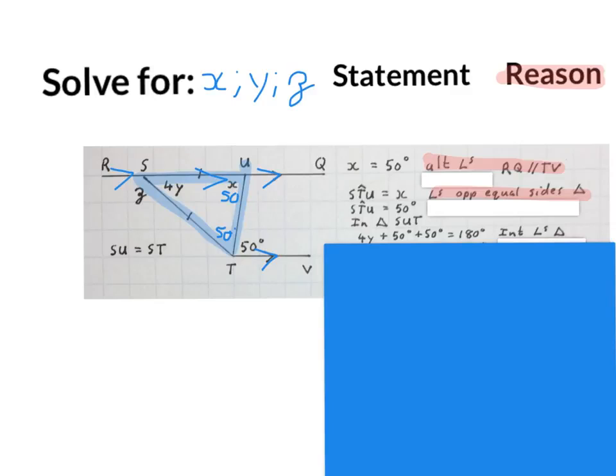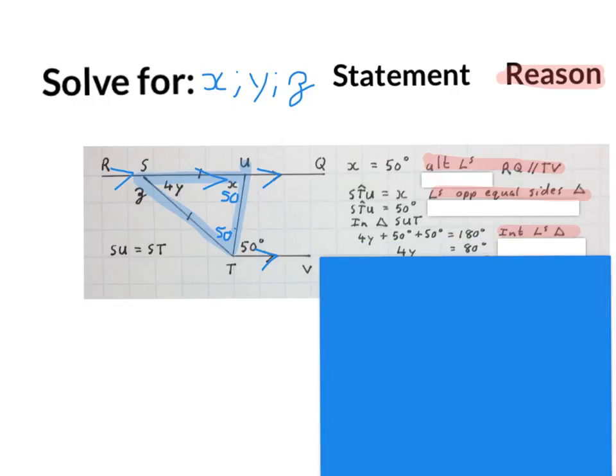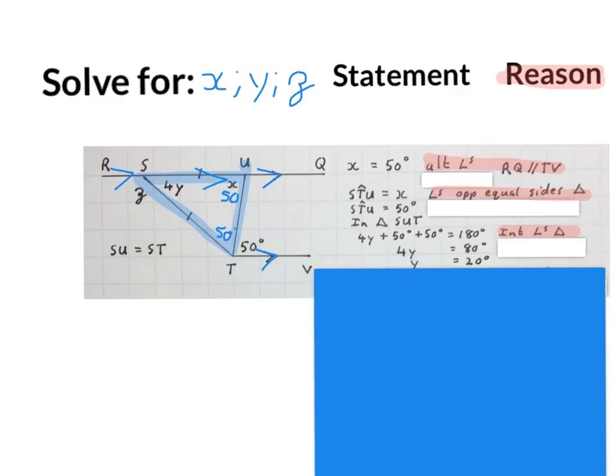Next you may write in triangle SUT, the blue triangle there, 4y plus the 50 plus the other 50 equals 180, interior angles of a triangle. Then if you minus the two 50s on both sides, you'll get 4y equals 80 degrees. Then y equals 20 degrees because you divide by 4 on both sides. Now we have to solve for z still.